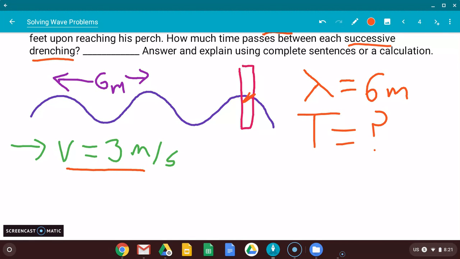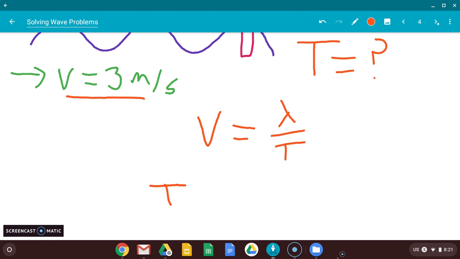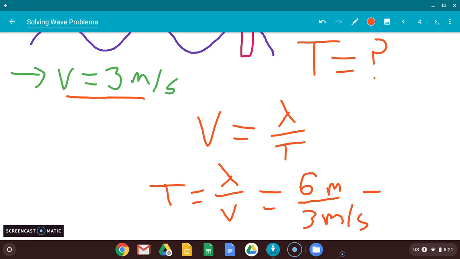So looking at what we got, we look at our formulas, and we got v equals lambda over T is one of our formulas that fits there. And we do have to solve that for the big T. So doing our algebra correctly will be T equals, basically flip the v and the T. That'll be lambda over v. So that's going to be 6 meters divided by 3 meters per second. And that will give me a time period of 2 seconds.